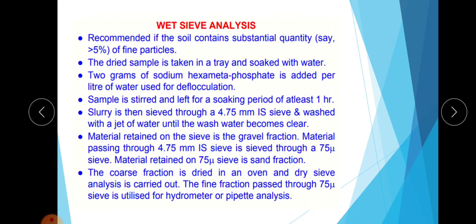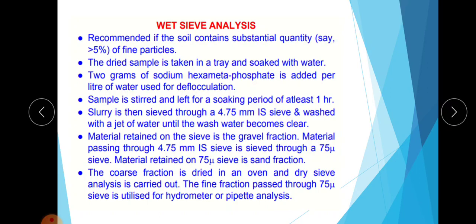Okay, and next is wet sieve analysis. So here it is recommended if the soil contains a substantial quantity of fine particles. If there are more fine particles, we have to go for wet sieve analysis. The dried sample is taken in a tray and soaked with water, and 2 grams of sodium hexametaphosphate is added per liter of water used for deflocculation, and the sample is stirred and left for a soaking period of at least 1 hour. Okay, and this slurry is sieved through a 4.75 mm IS sieve and washed with a jet of water until the wash water becomes clear.